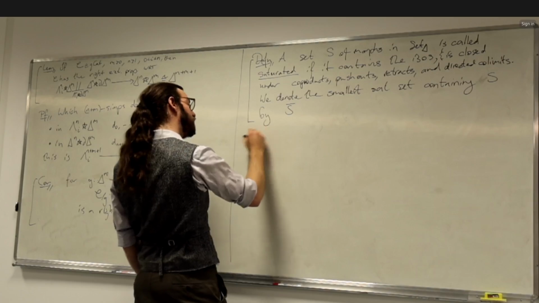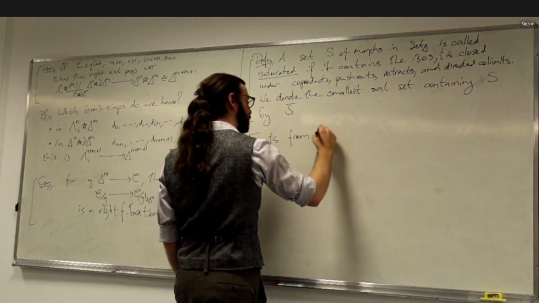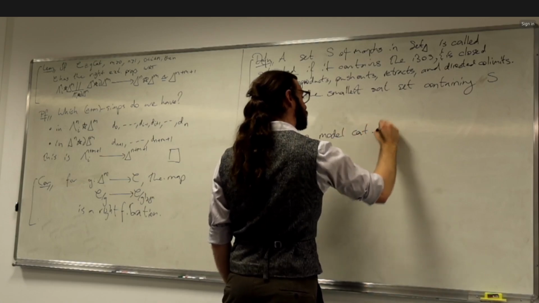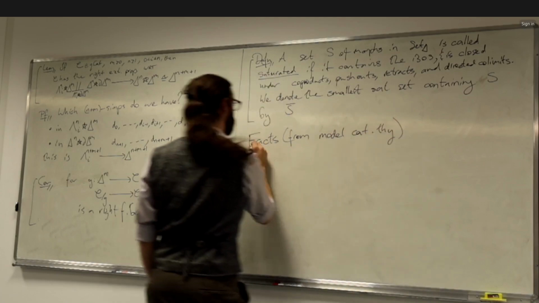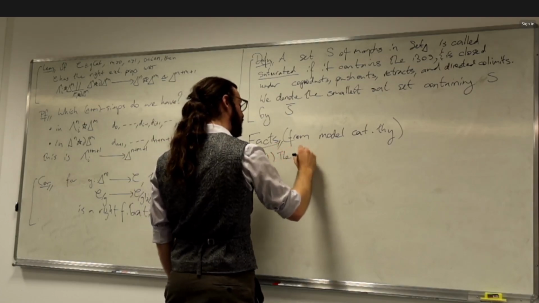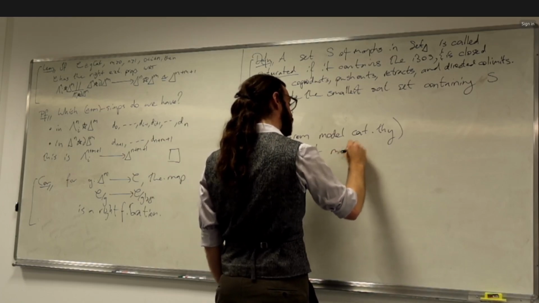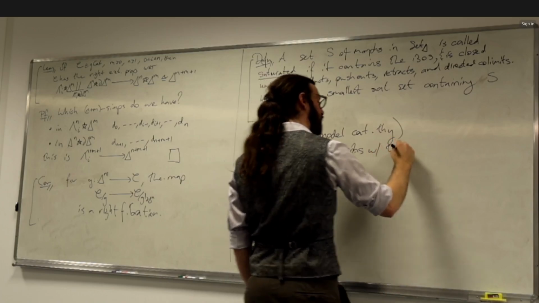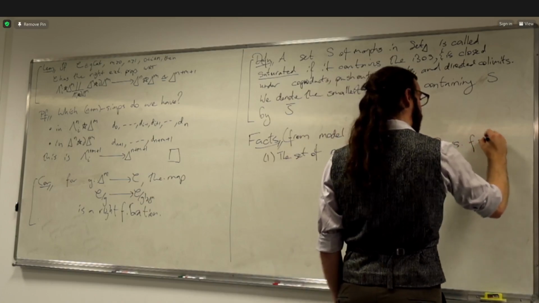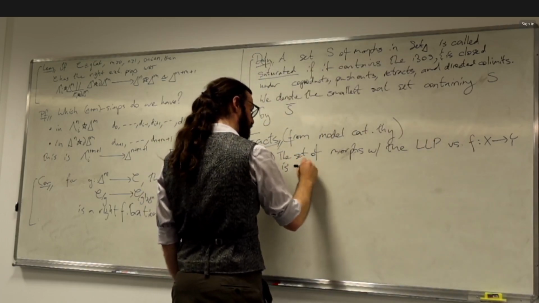And then we'll use the following facts from model category theory. Firstly, the set of morphisms with the left lifting property with respect to some f from x to y is saturated.